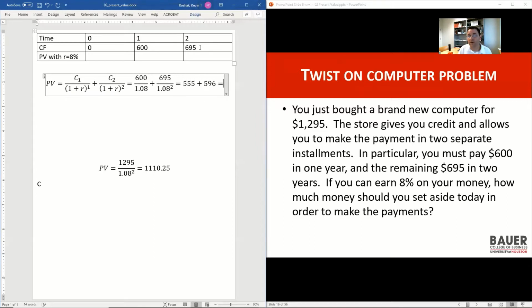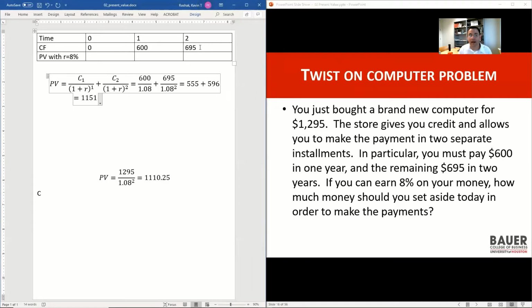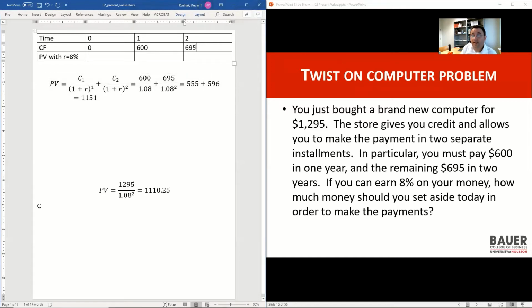So in total, how much does a computer cost us today? It's going to cost us $11.51. That's how much we need to have today in our bank in order to make sure that we can make these payments to Best Buy in the future. Okay. And again, you can check it with future values. Right? If you have $555 today, you grow that one period at 8%, and you're going to get $600. Okay. If you start with $596 today, you grow that 2 periods, you're going to get $695. Okay, so you can always check your present value calculations by doing the future value with your answer.